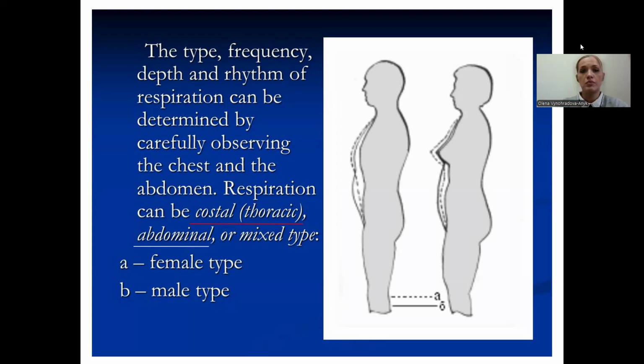Last lecture, we have been talking about types of respiration, and we said that respiration can be costal or thoracic and abdominal. In costal or thoracic respiration, we can see it for women.